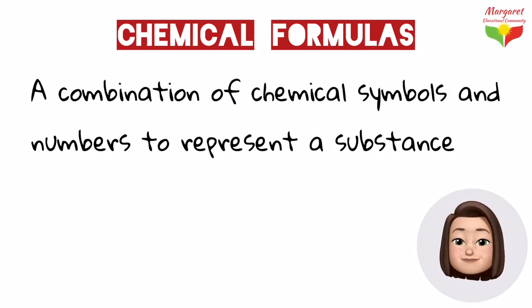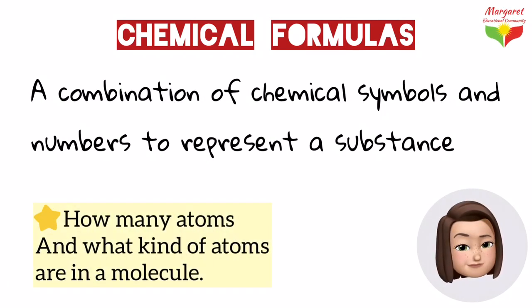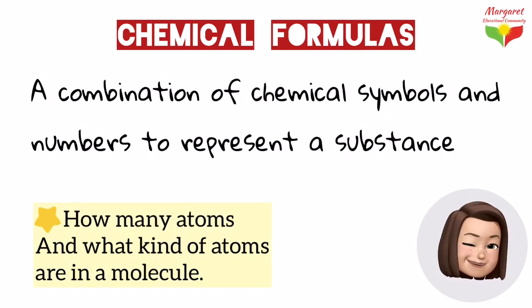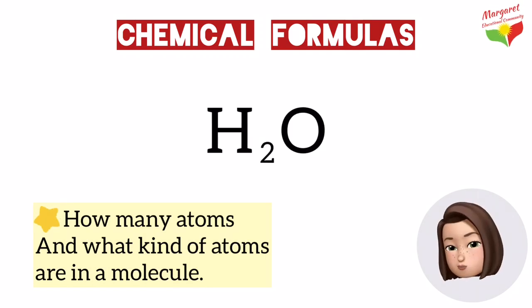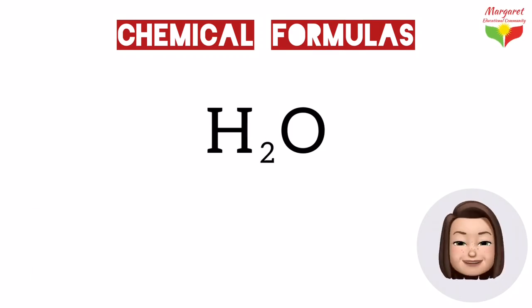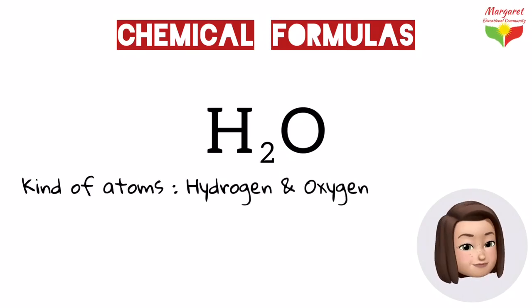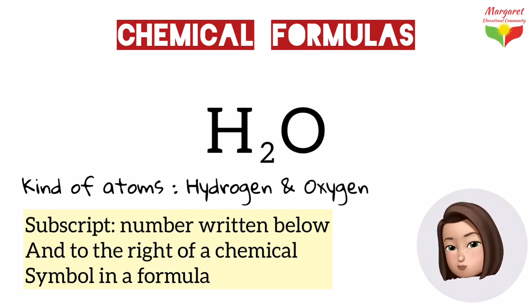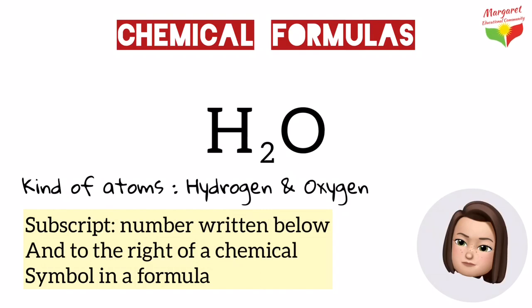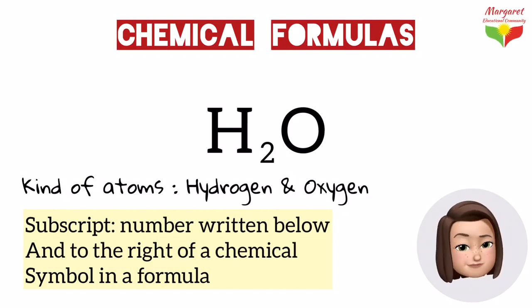So basically, a chemical formula shows how many atoms of each kind are present in a molecule. For example, we have H2O, which is the chemical formula for a water molecule. It tells you that one water molecule is made of atoms of hydrogen and oxygen. The small 2 in a formula is called a subscript. A subscript is a number written below and to the right of a chemical symbol in a formula. It shows how many of that atom are present in the molecule.